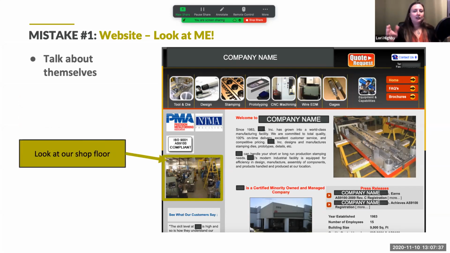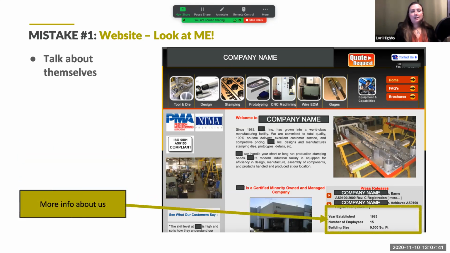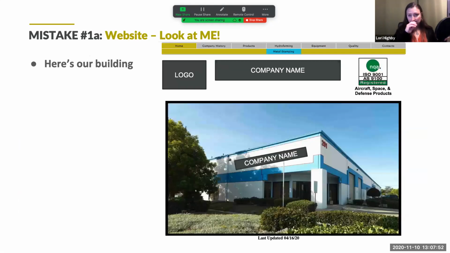This is all that, look at all the cool things that are in our shop and all the machines that we have. And here's some more information like we've been around for this long. This is how many employees we have. This is how big our building is. A lot of times I see manufacturers simply talking about themselves when in reality, they should be focusing on a bigger story that's supporting the client.